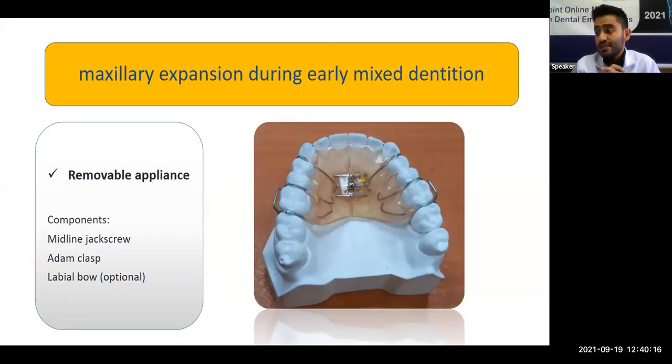This appliance consists of a midline jack screw, as I said. This midline jack screw should be opened once or twice a week by the patient. Each turn provides a 1/4 millimeter of expansion of the appliance. Also, patient cooperation is a prerequisite for the appliance, and it is also the main disadvantage of this appliance. The patient has to wear the removable appliance as long as possible during the day and while sleeping.